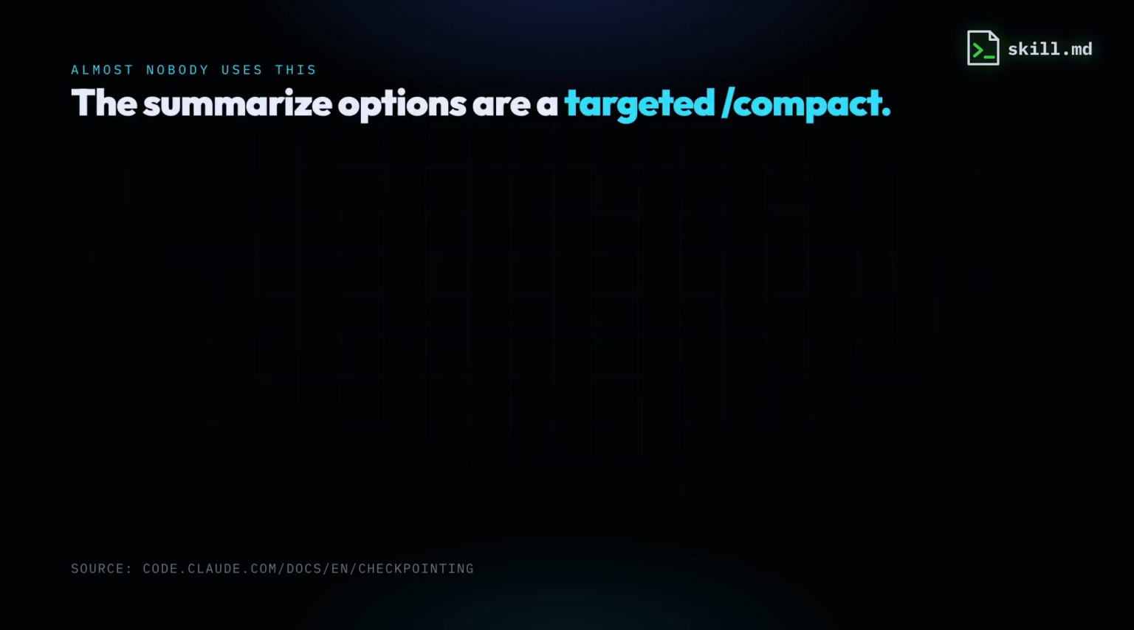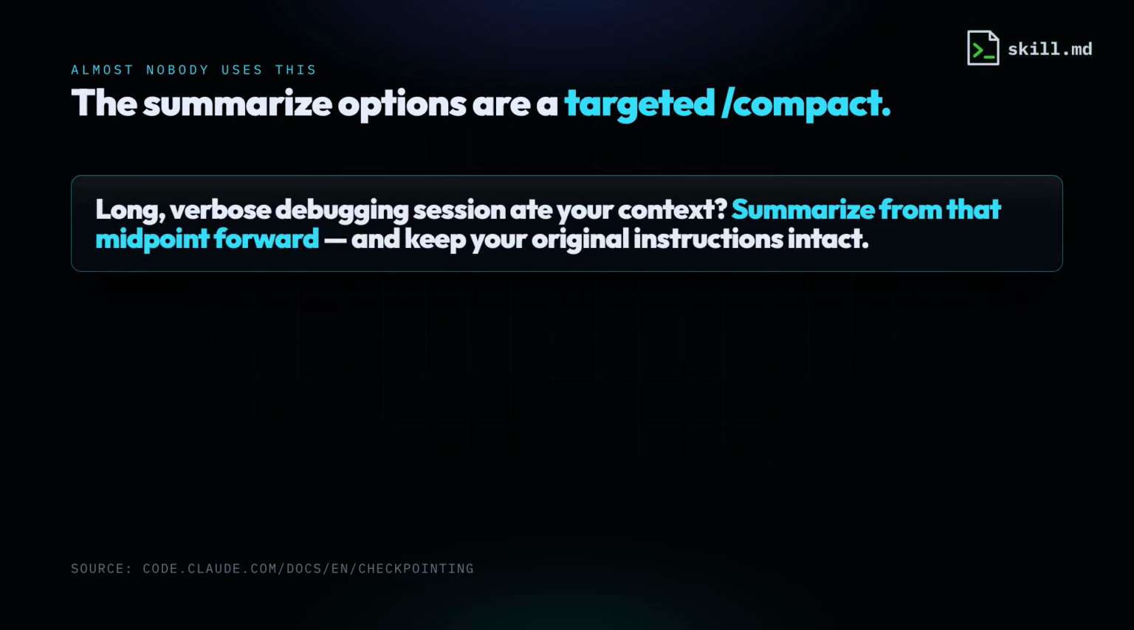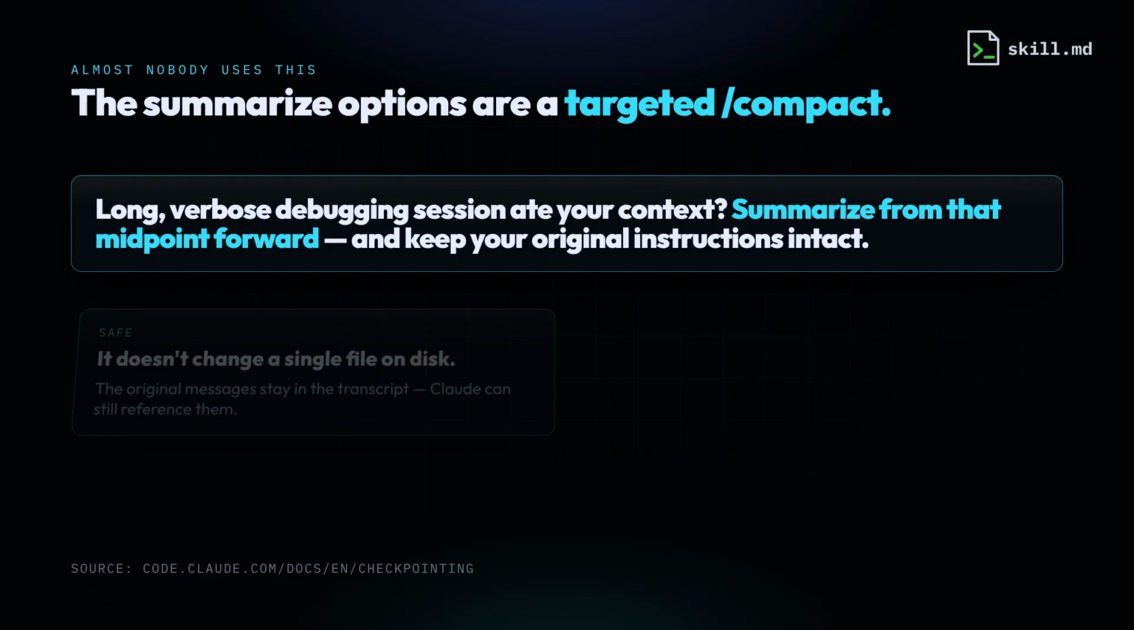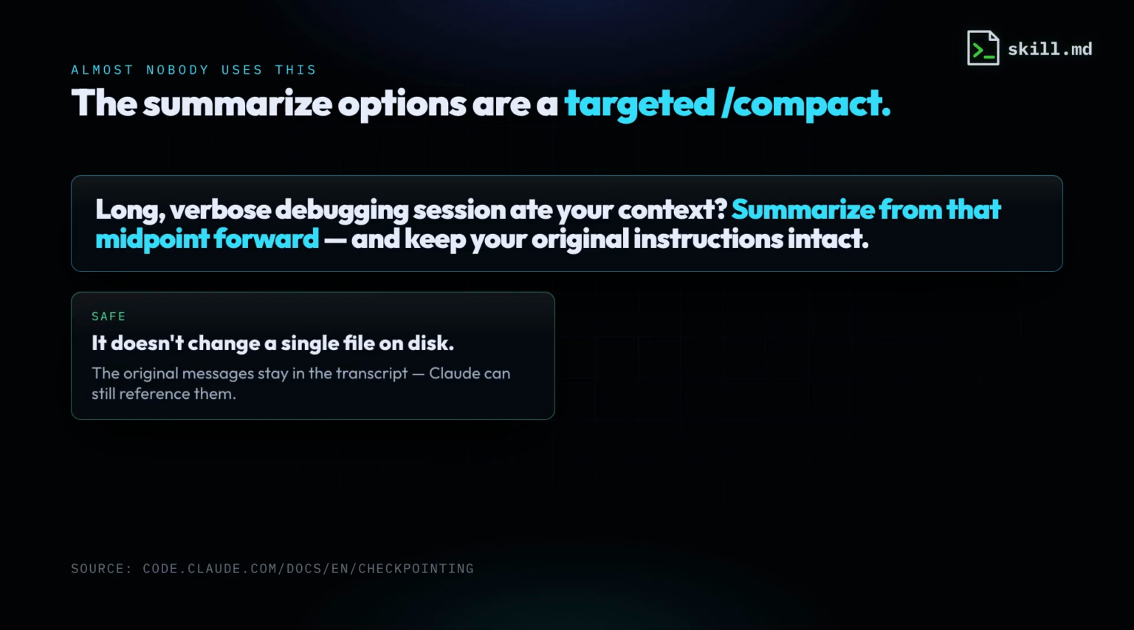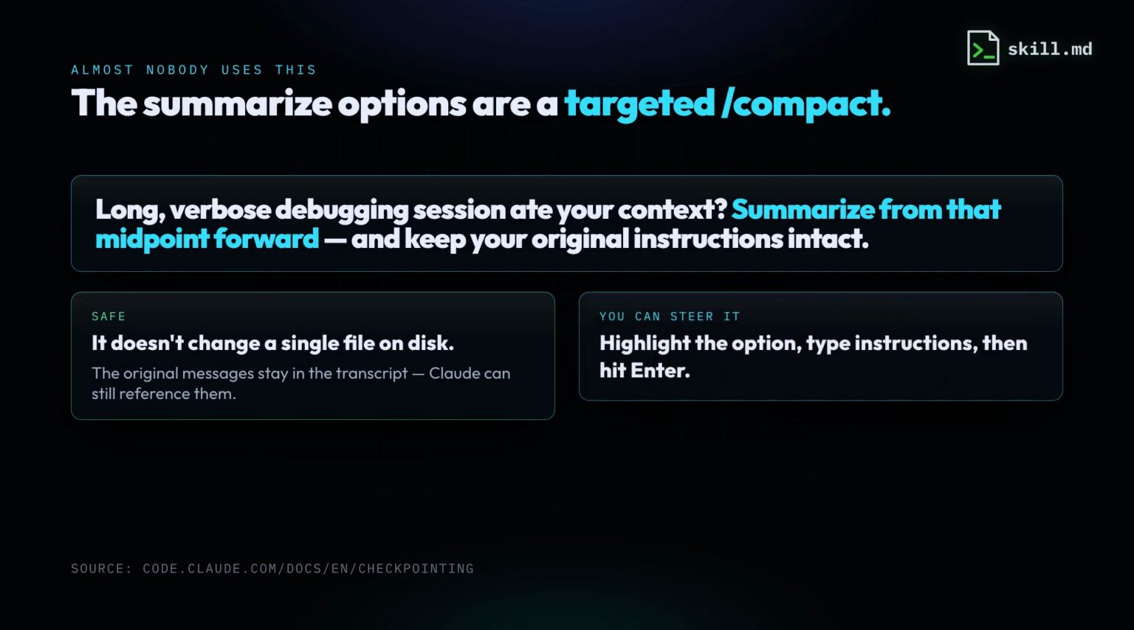Now the part almost nobody uses. Those 2 summarize options are a targeted /compact. Had a long, verbose debugging session that ate your context? Summarize from that midpoint forward, and keep your original instructions intact. It doesn't change a single file on disk, and the original messages stay in the transcript, so Claude can still reference the details. You can even steer it, highlight the option, and type instructions before you hit enter.